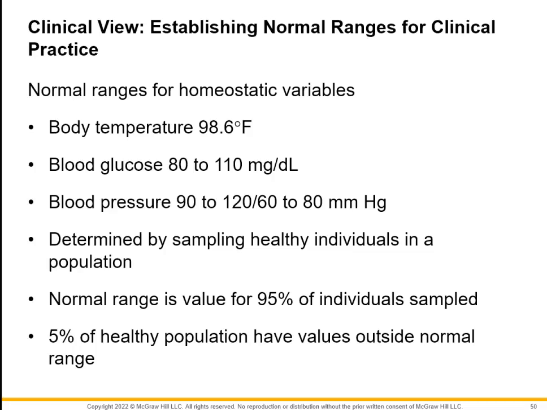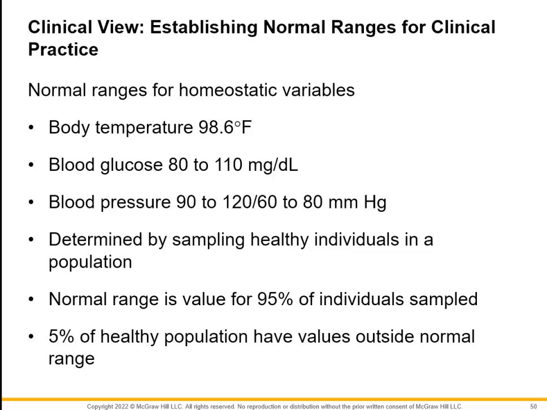What is clinically acceptable as the normal range? A normal range for a variable is determined by the value for about 95% of the individuals sampled. So let's say we sampled 100 people, and for 95 of those 100 people, their body temperature averaged 98.6 degrees Fahrenheit. Well, that sets our normal range for body temperature. But you have to keep in mind, the other 5% are still healthy, but their values are not within the, quote unquote, normal range, right?